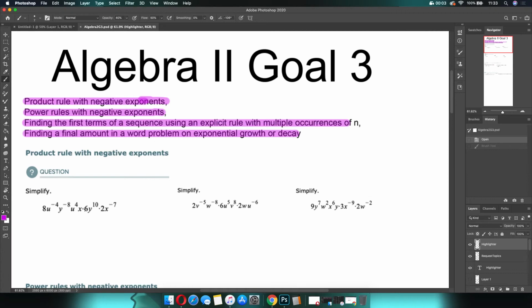Gentlemen, welcome back. Sneaking into Algebra 2 Goal 3, I had a student email me with some topic requests. The topics we're going to be doing are the ones that are highlighted in purple, and now let's get started.